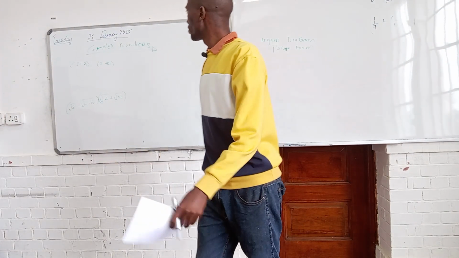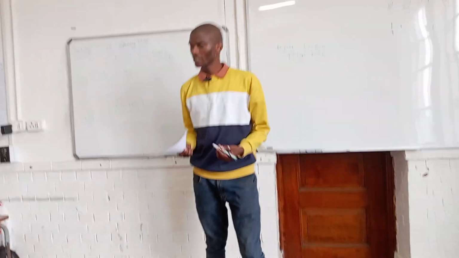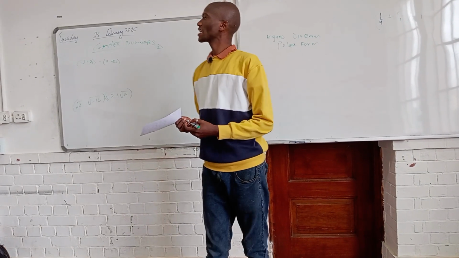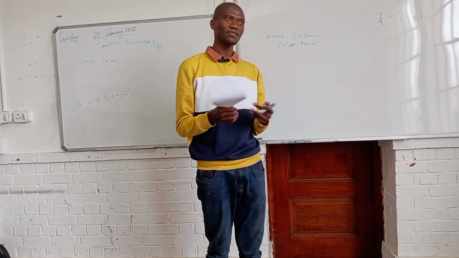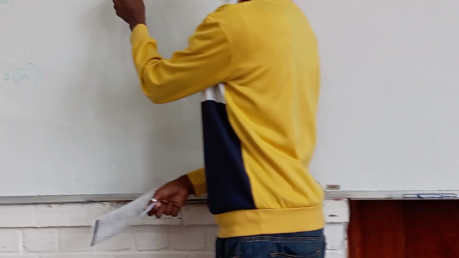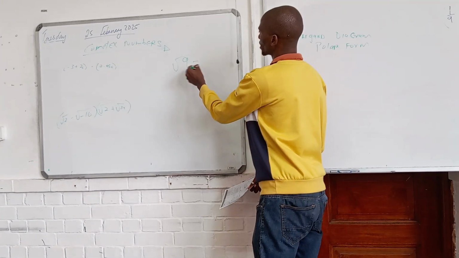Today we will talk about complex numbers. Complex numbers, just like the word says, are numbers made of a real part and an imaginary part. I'm sure you remember that if you have the square root of 9, the answer is plus or minus 3.